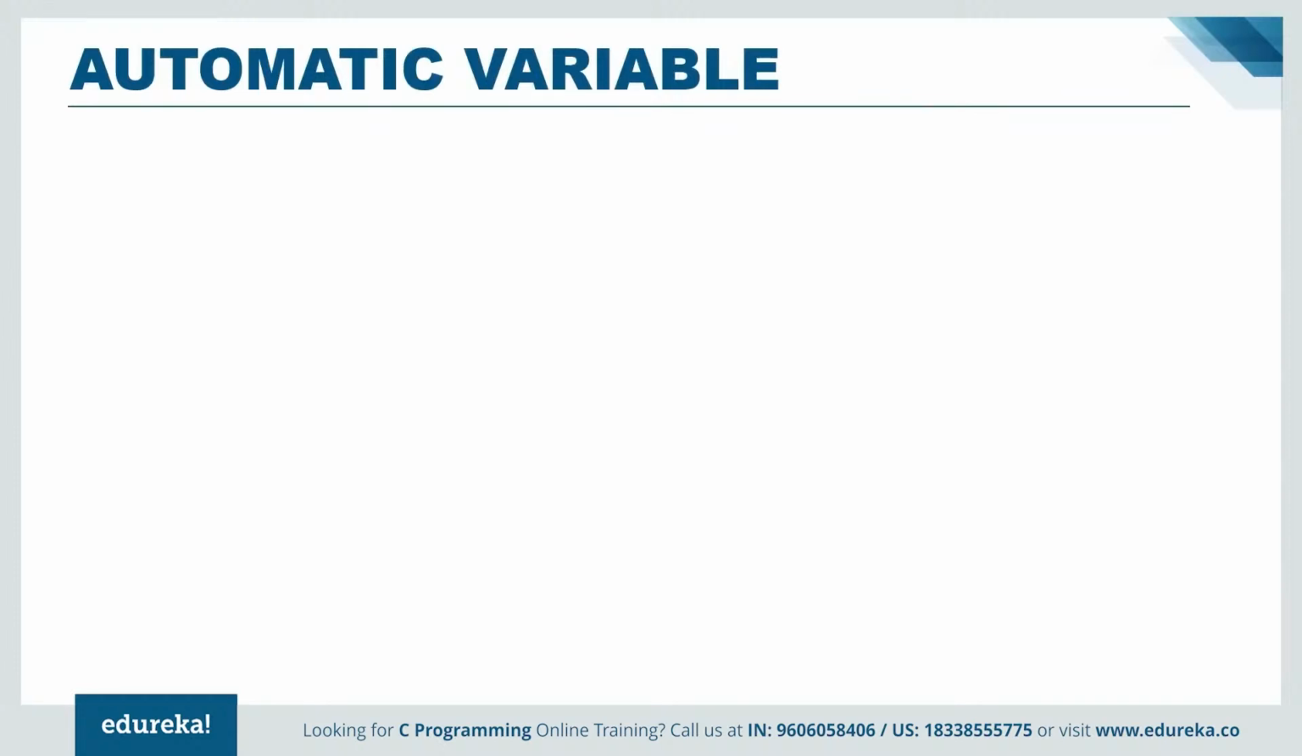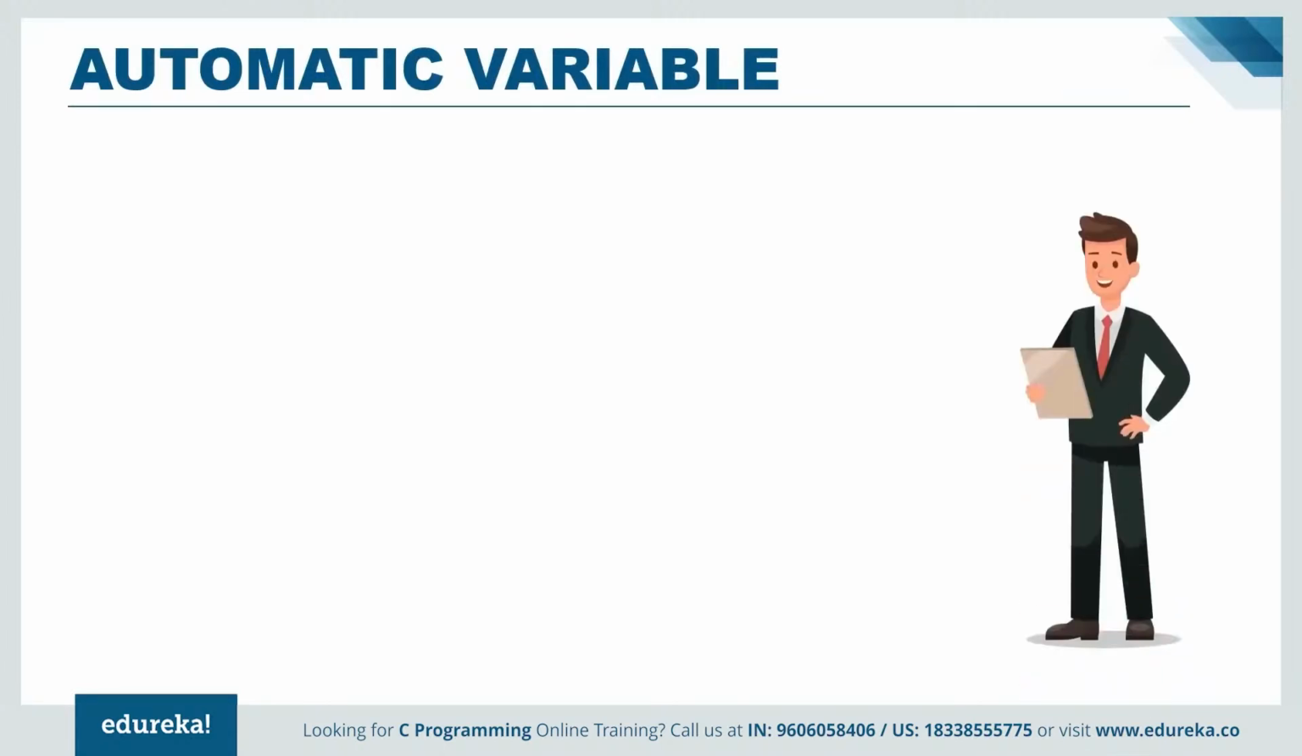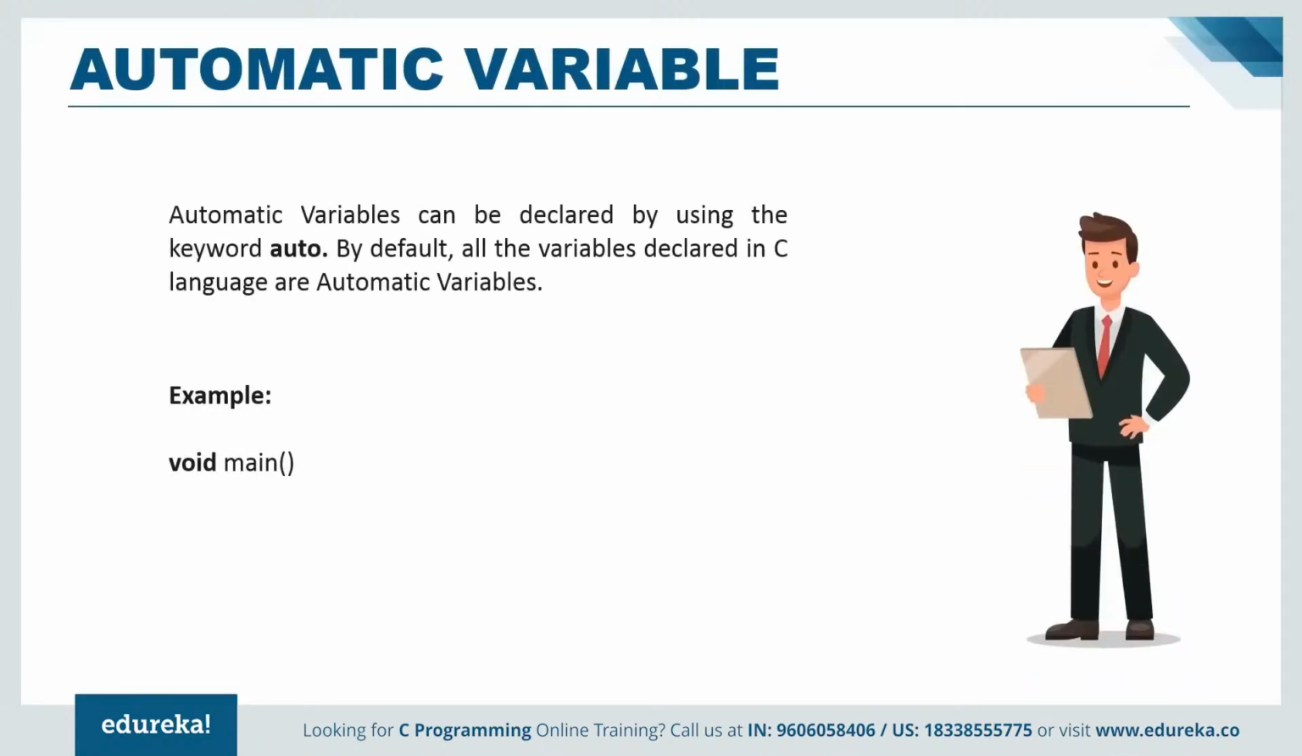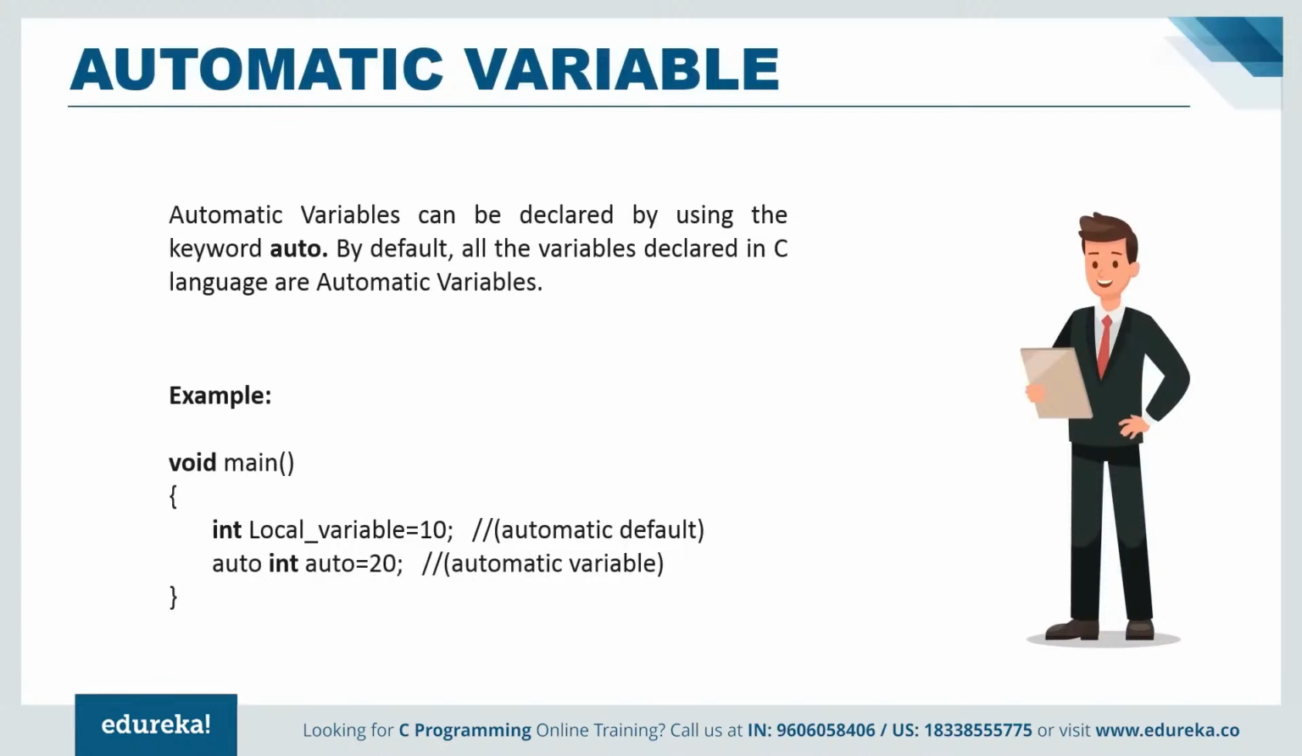Followed by this, we have the automatic variable. The automatic variables can be declared by using the keyword auto. By default, all the variables which you use in C programming language are automatic variables. For example, you can see this.